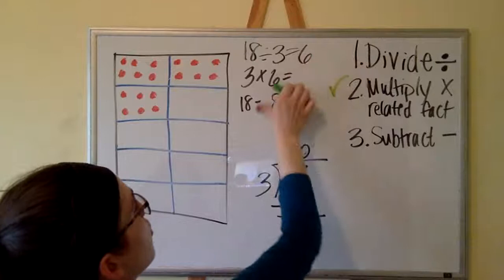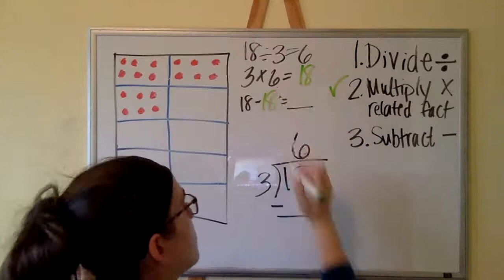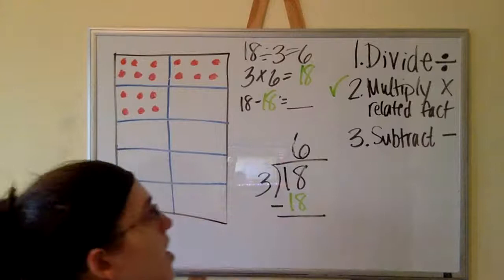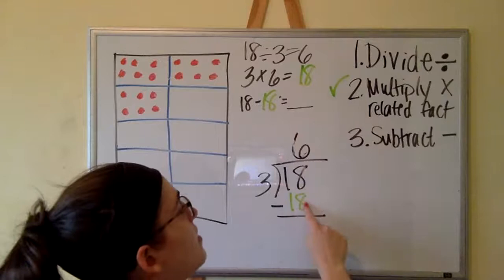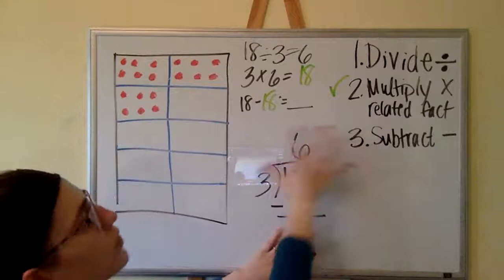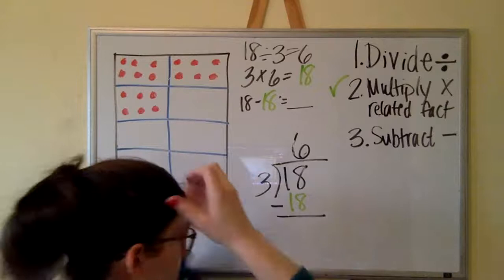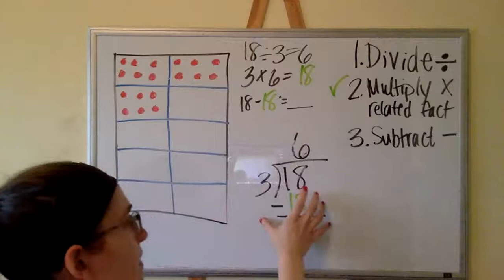I'm going to make this green because that's what we did when we checked. So here's where that 18 is coming from. Okay, it's not just any random 18. That's where this 18 came from, when we did our multiplication. You don't see the multiplication in your long division. You have to do it in your head or maybe write it off to the side, but you see the division, do the multiplication part, and then you take your answer from multiplication and put it here to do the subtraction.